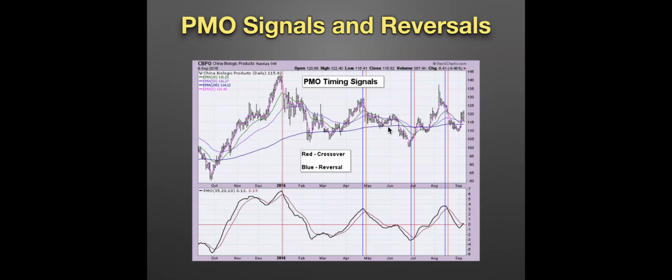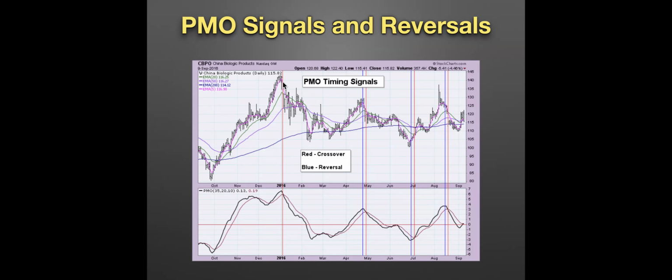So here is an example of the PMO on a daily chart. The red verticals are when you had a negative crossover, and the blue is when you have the reversal. So at this point, we're looking at PMO tops, which are the blue ones, and PMO crossovers, which are the red ones. And this shows you how it really does come into play at really good times.